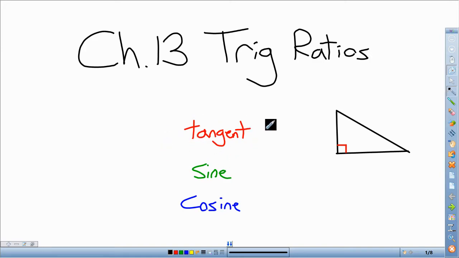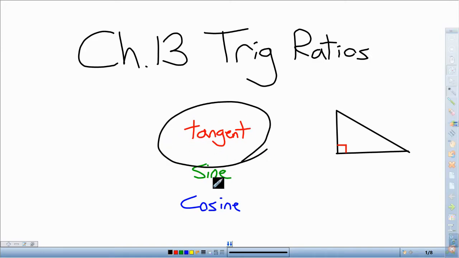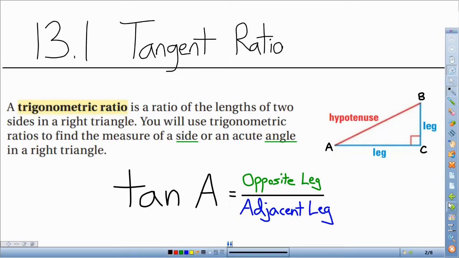Today we're going to be focusing on the trig ratio called tangent. So let's get into it. So here it is, 13.1 tangent ratio. Go ahead and take a couple minutes, get the title here, and get this entire slide because the whole thing is important, and then I'll explain what's going on.